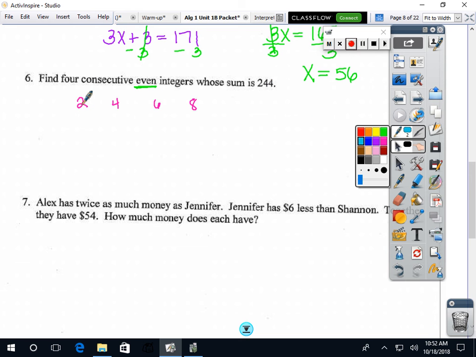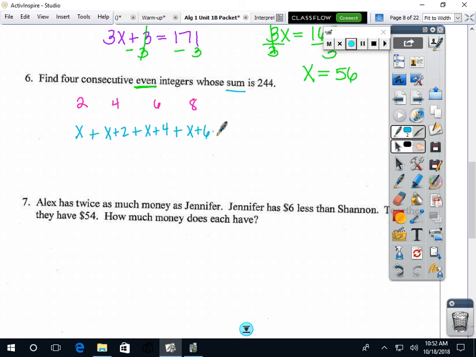Like if you assign the variable x to the 2, so when you look at x, you think number 2. Wouldn't 4 be 2 plus 2? And 6 would be 2 plus 4? And 8 would be 2 plus 6. Does that make sense? And now we want to sum them up, which means add them up. And they add up to 244.